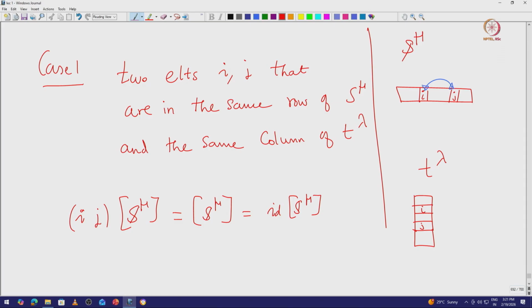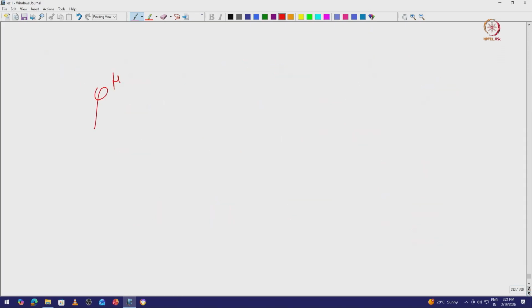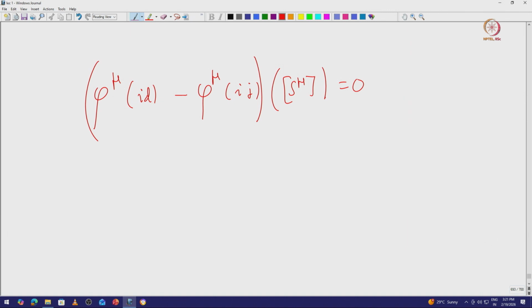So, whenever I take the operator identity minus phi mu of ij and apply it on S mu, it is going to kill S mu, because the identity does not change anything, and ij, up to the equivalence of tabloids, does not change anything either. They fix it, so this difference is going to kill it. Now we take H to be the subgroup generated by the transposition ij, which is a subgroup of S n.